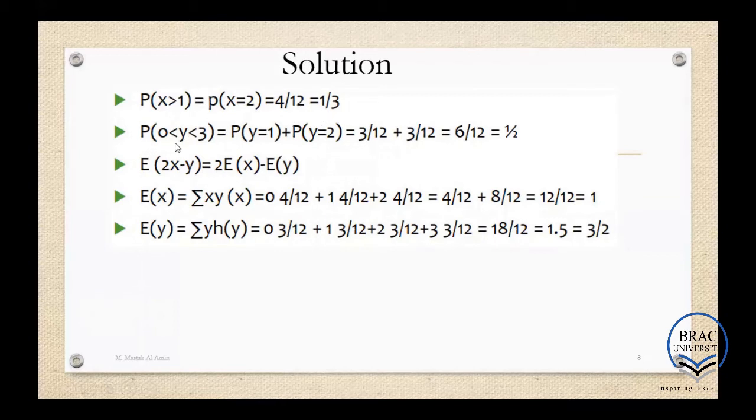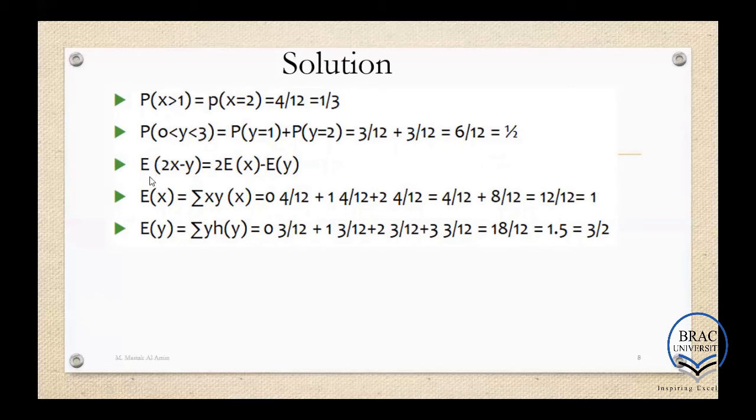So this is 4 over 12, that means 1 over 3. Similarly, if we consider the probability of y lies between 0 to 3, then we have seen that the values for y are 0, 1, 2 and 3. So between 0 to 3, there are only two values, probability of y equals 1 and probability of y equals 2. So we take this summation and we will have the probability value half for y lies between 0 to 3.